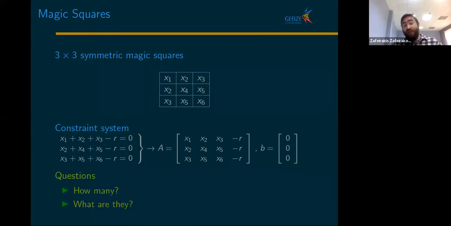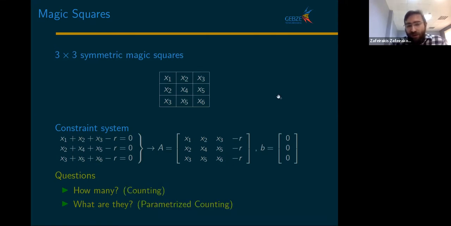We can ask two questions which are different and both important. One is how many, and the other is what are they? What are they is exactly the same question as the one I asked for integer partitions. How many is a slightly different question.